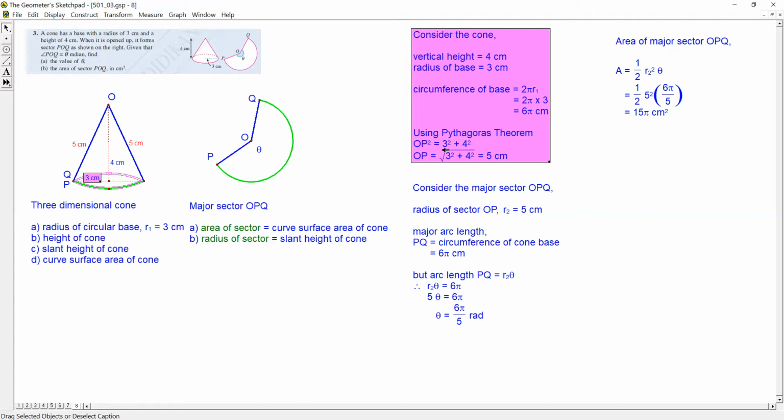Then using Pythagoras' theorem, I find this side, the slant height of the cone. 3 squared plus 4 squared is 5 squared, so the slant height of the cone is 5 cm. So the first thing is I try to find out everything about this cone. Are you familiar with the cone now, with the various dimensions and the names of the different parts and different lines on the cone? So far, okay?